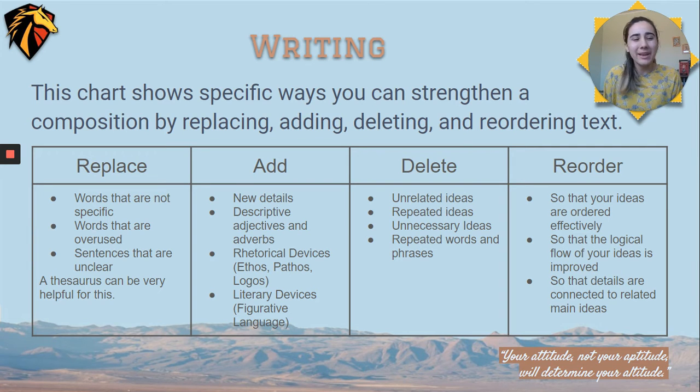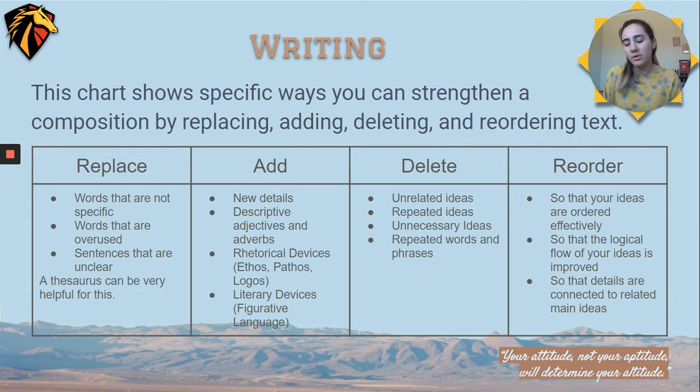Replace means to find words that were not specific. Words like things or stuff or good. Those are kind of dead words, so you need to get rid of them and replace them with better words. A thesaurus would be very helpful here. Words that are overused. Again, use a thesaurus. If you found yourself saying benefit over and over, or hurts over and over again, use a thesaurus. Try to find a new word to say something that you keep repeating the same word for.